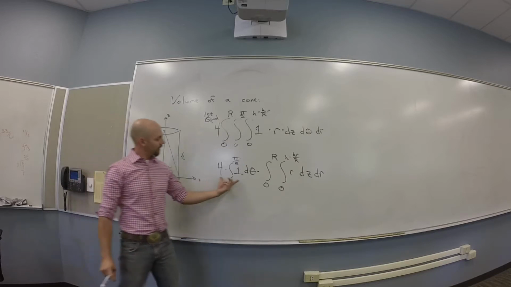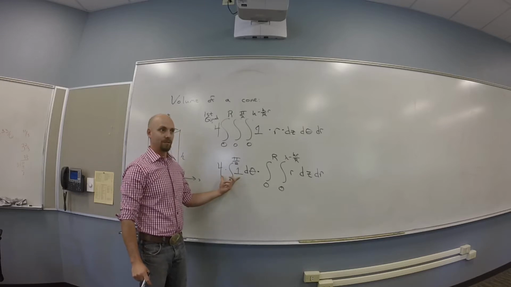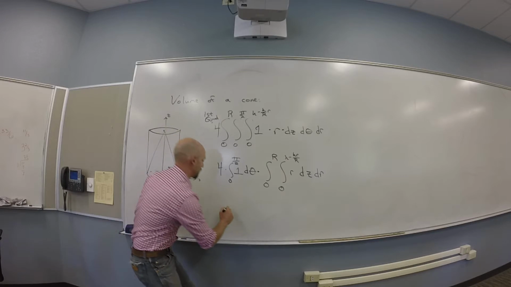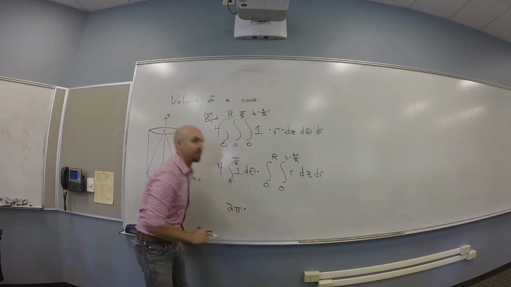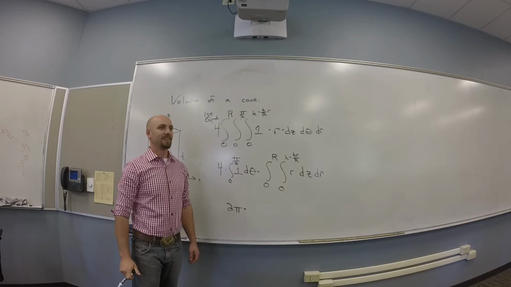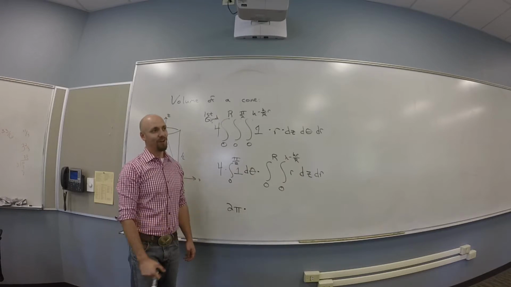Okay. What do you get out of this guy? 2 pi? Yeah, 2 pi. Cool. That's good, right? That actually means that it didn't matter whether I exploited symmetry or not.